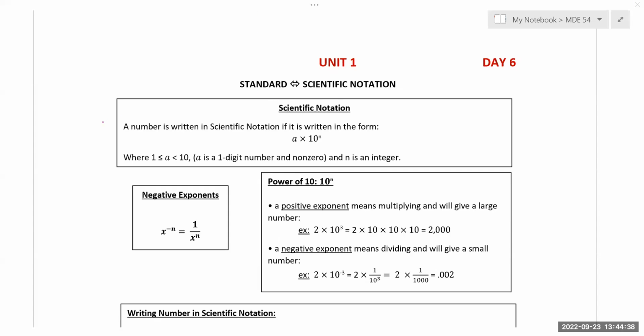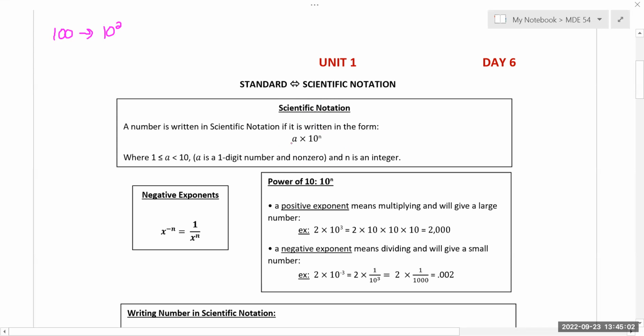All right, we are on day 6 now. Last new bit of information for this unit is talking about scientific notation. So being able to go from standard notation, which is something like 100, over to scientific notation and vice versa. That's why there's a two-sided arrow.